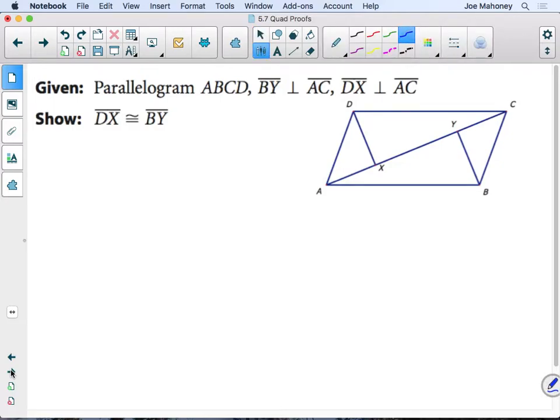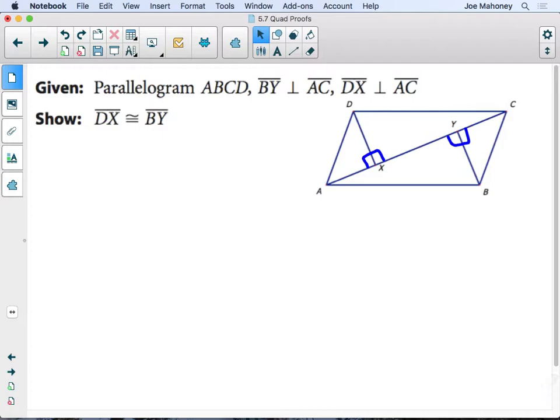We're given another parallelogram ABCD, and now I'm given some right angles. I'm given that BY is perpendicular to AC, so I know I got some right angles there, and that DX is perpendicular to AC. So I got some right angles there as well. And I want to prove that DX is congruent to BY. So again, let me come up with a plan.